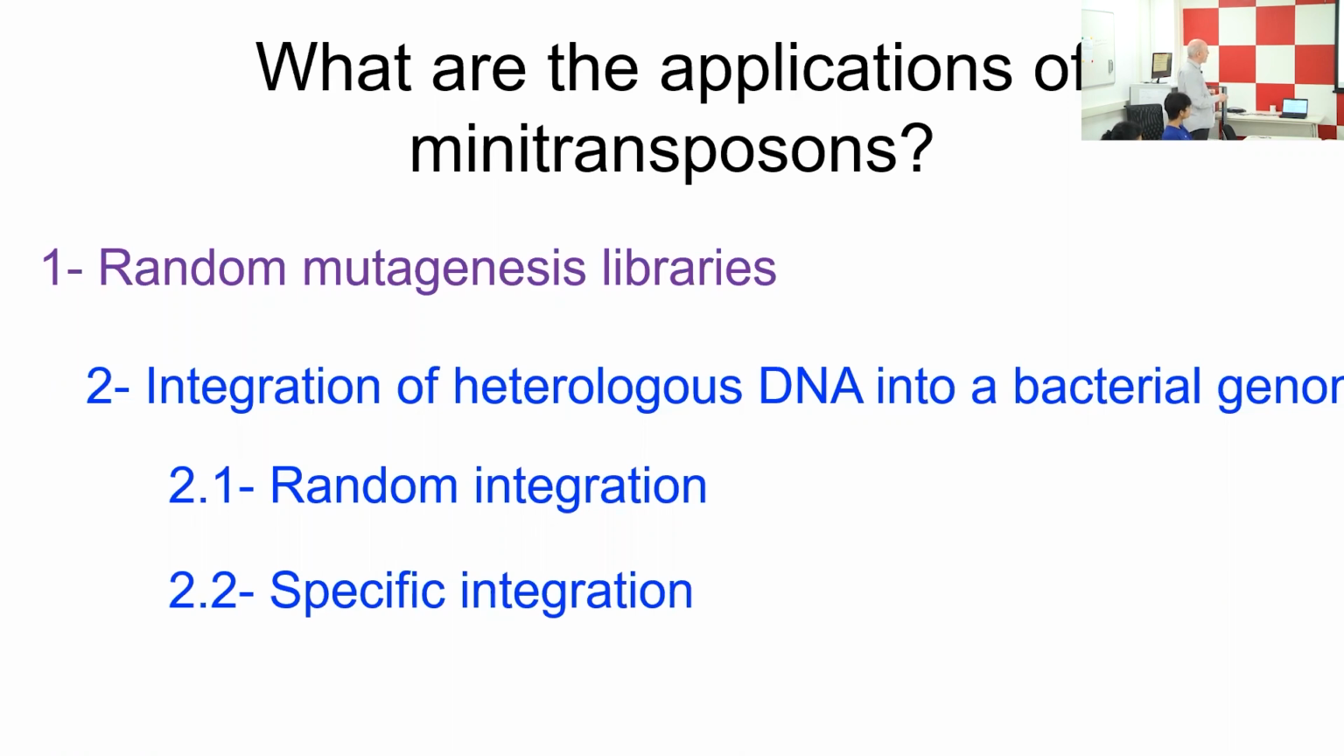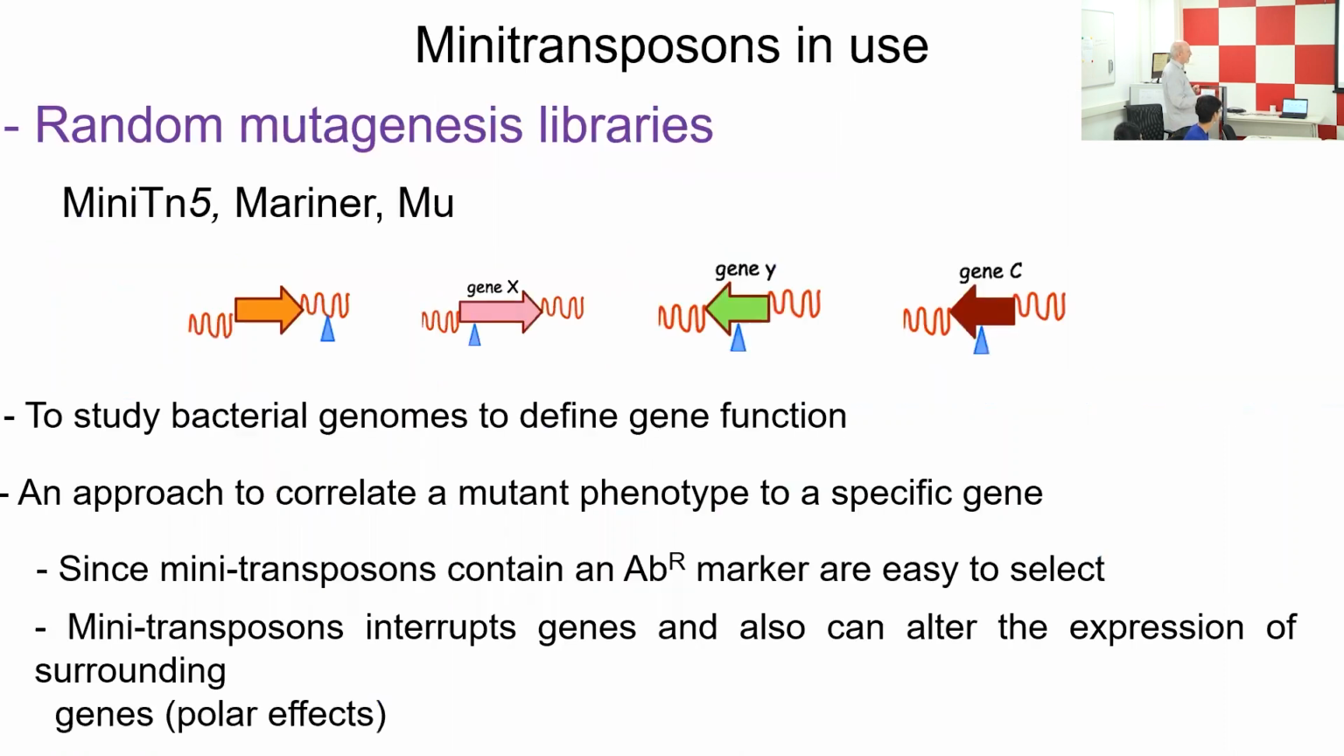So that's very good. Let's take a look at the applications of mini transposons for different endeavors in bacterial genome engineering. Number one, you have random mutagenesis. This is the most trivial one. This is not really genome engineering. It's just another application of transposons. But what is more important is that you can use transposons for integration of heterologous DNA into the bacterial genome, whether through random integration in the case of Tn5, or specific integration in the case of Tn7.